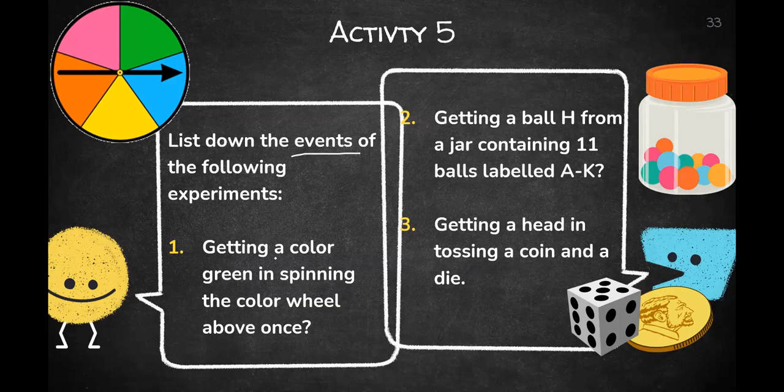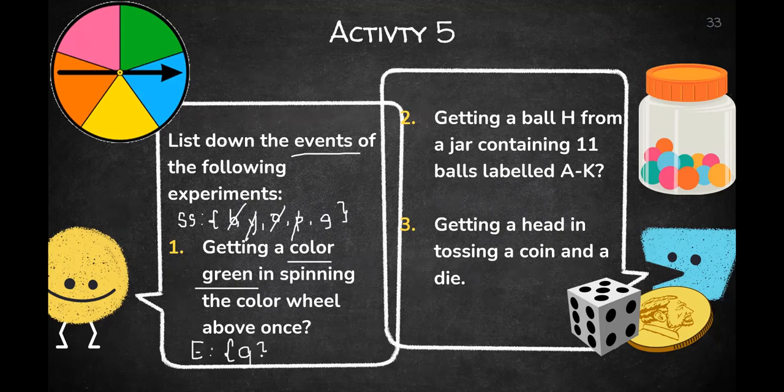Okay, getting a color green in spinning the color wheel above once. Ang ating sample space ay blue, yellow, orange, pink, and green. Yan ang ating sample space. Ang gusto ko ay makakuha ng color green. So my event is just green. Actually, you don't have to list this unless gusto niyo, para na-check niyo. Okay, so number two, getting a ball H from a jar containing 11 balls labeled A to K. So, simply, ang aking event dito ay H. Yun lang naman ang gusto makuha eh.